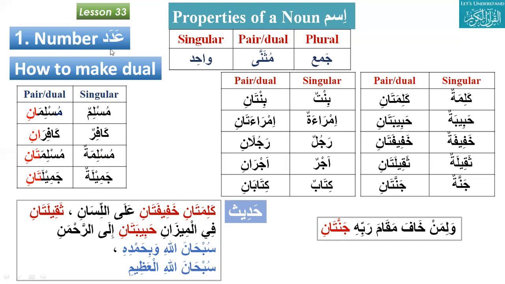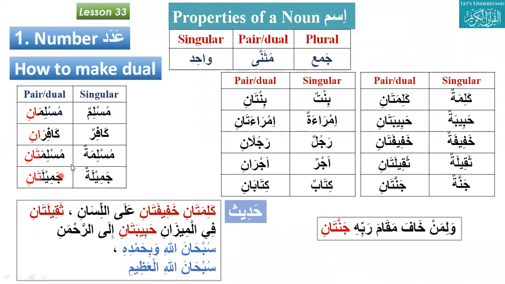One female Muslim is Muslimatun. So the dual of Muslim is Muslimani. Kafir, Kafirani. Muslimatun, Muslimatani. Jamilatun, Jamilatani.